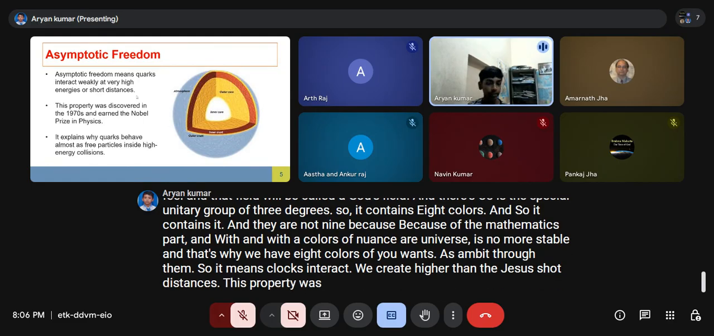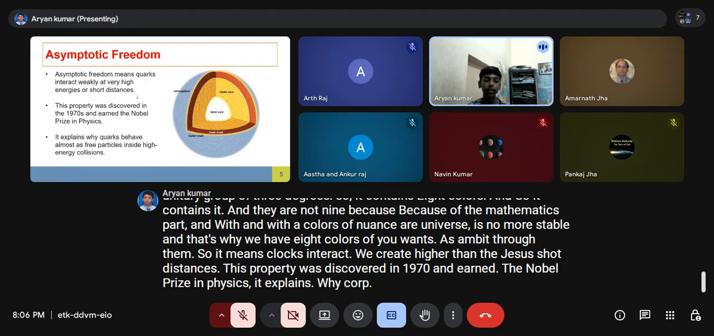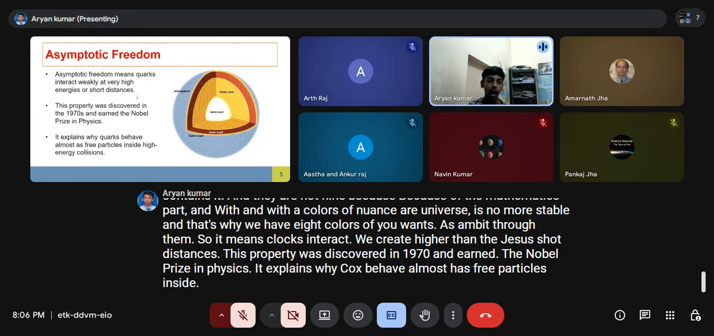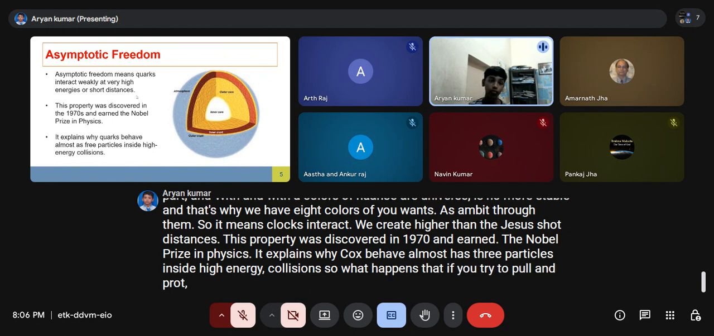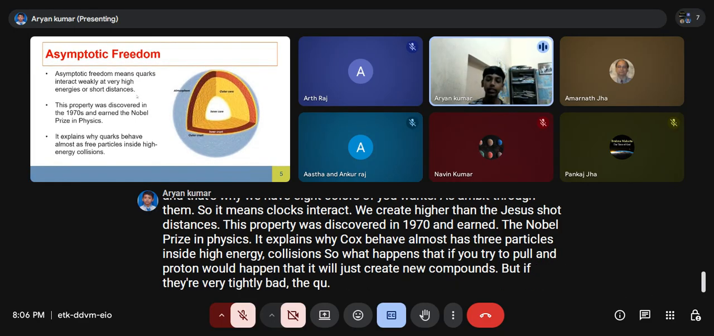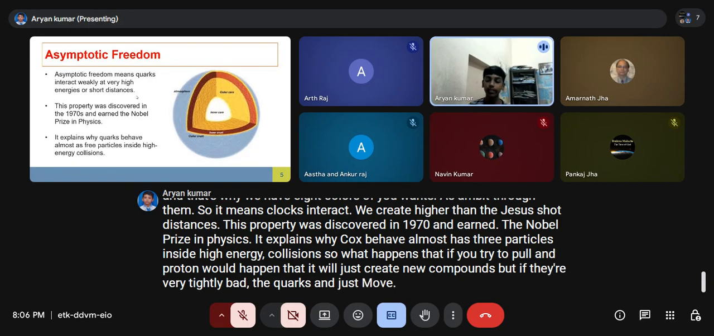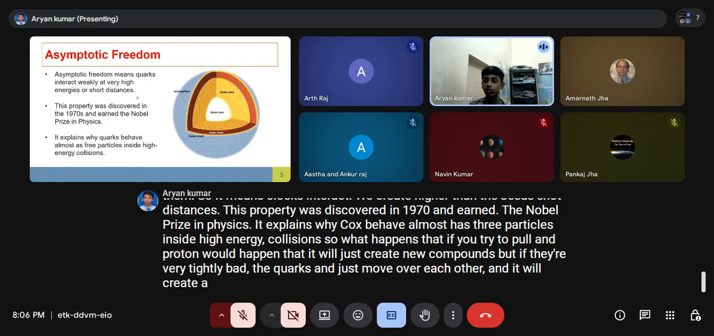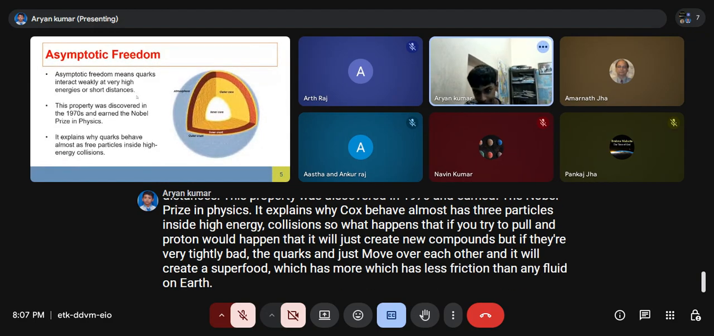This property was discovered in 1970 and earned the Nobel Prize in Physics. It explains why quarks behave almost as free particles inside high energy collisions. So what happens if we try to pull a proton is that it will just create new counterparts. But if they're very tightly packed, the quarks can just move over each other, and it will create a superfluid, which has less friction than any fluid on earth.